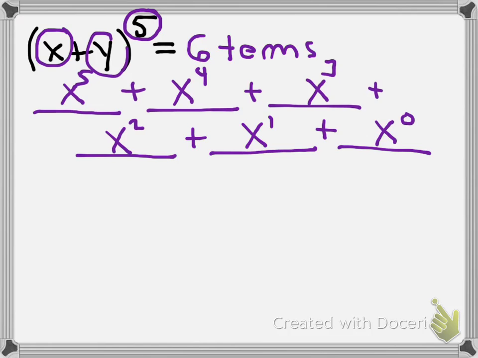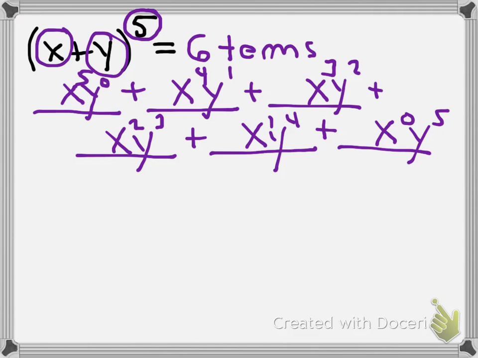Every term will also have powers of y, but instead of going 5, 4, 3, 2, 1, they'll go in the opposite direction. We'll start at y to the 0, then y to the 1st, it's looking messy, but that's okay, y squared, y cubed, y to the 4th, and y to the 5th. So the first 3 steps are already done.